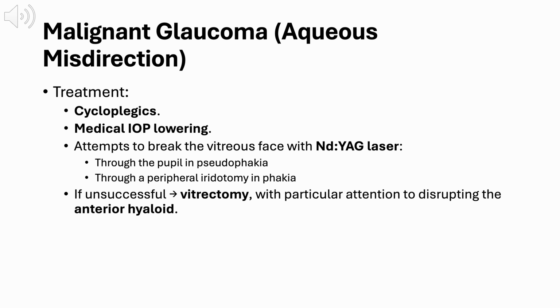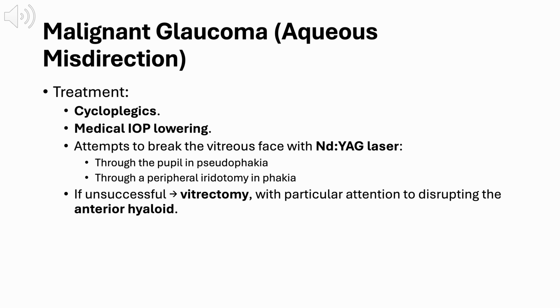Malignant glaucoma is all about aqueous being misdirected posteriorly into or behind the vitreous, which pushes the lens iris diaphragm forward and collapses the anterior chamber. So the treatment strategy is really aimed at reversing that misdirection. We start with cycloplegics because pulling the ciliary body backward helps reopen the anterior chamber and redirect aqueous anteriorly.